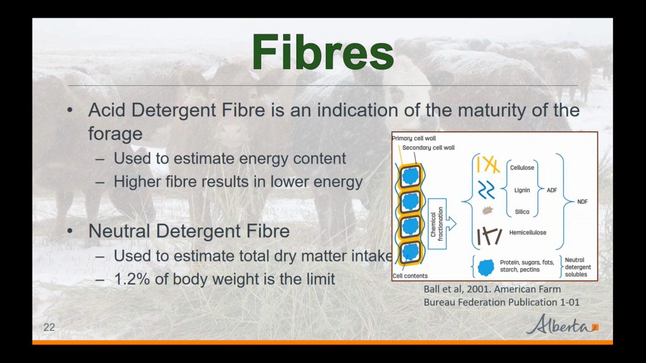And the limit we use is when you have 1.2% of the body weight of neutral detergent fiber in the ration, when they consume that amount, the animal is going to stop eating because they're full. Now, if they're getting a lot of straw, low quality grass hay, something with neutral detergent fiber levels above 60% in the ration, you're going to have a bunch of residual feed staying in the rumen from the first day to the second day to the third day. And what that's actually going to do is reduce the total amount of feed that the animals are going to be able to eat.